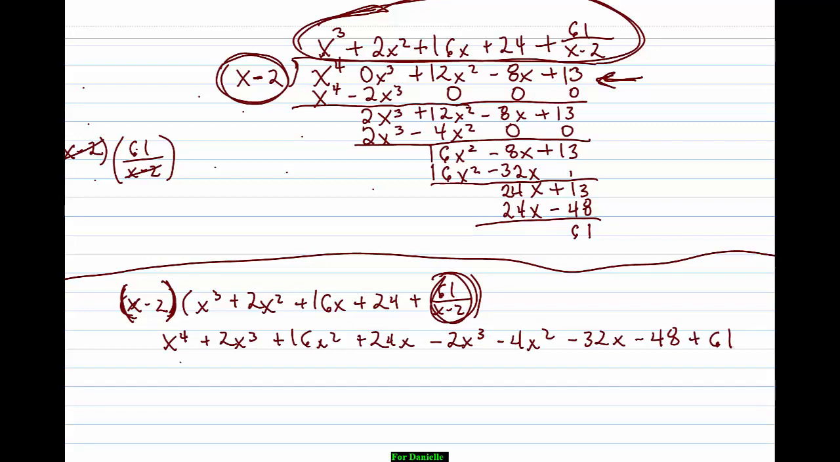Okay? All right, so now we want to see what we have. Combining like terms, we have one x to the 4th term, so we'll write that down. We've got a 2x cubed and a minus 2x cubed, so they go away. We've got a 16x squared minus 4x squared, which leaves us 12x squareds. We've got 24x's minus 32x's, so we have minus 8x's. And then we've got a minus 48 plus 61, which gives us plus 13. And now we know we did our division correctly. I hope that helps.